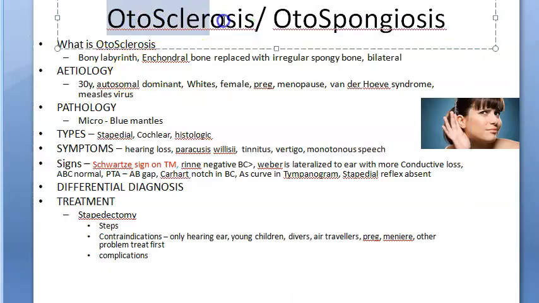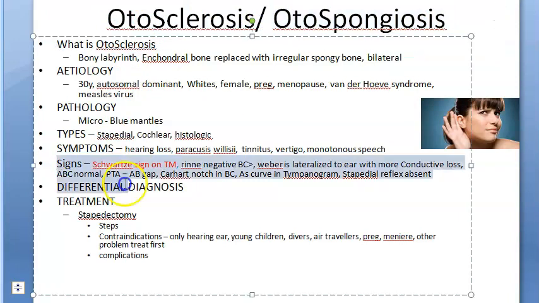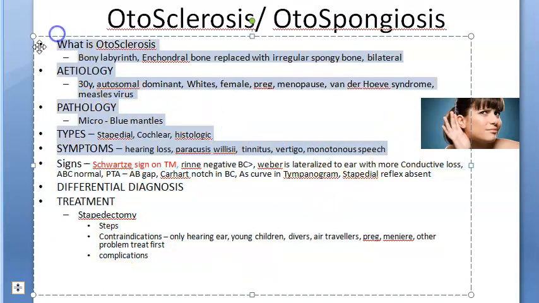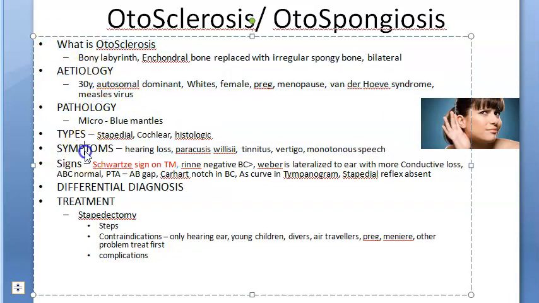Hello people, in this video we want to look at otosclerosis or otospongiosis. We want to look at the signs, differential diagnosis, and treatment, mainly stapedectomy. Till now, in the previous video, we have already looked at what otosclerosis is. We have looked at the etiology, pathology, types and symptoms.